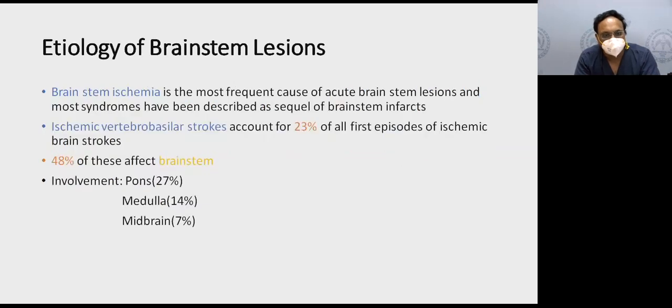Coming to the etiology of the brainstem lesions. Most commonly the etiology is vascular. Vascular disease is the most frequent cause of acute brainstem lesions, and most syndromes have been described as a sequel of brainstem infarcts, like Weber, Millard-Gubler. All these syndromes are described as sequelae of brainstem infarcts. Ischemic vertebrobasilar strokes account for 23% of all episodes. 48% of these affect the brainstem. The most common involvement is pons, 27%, medulla 14%, and midbrain 7%.